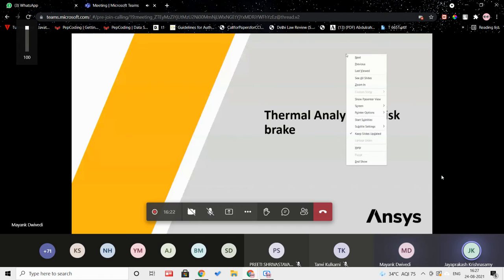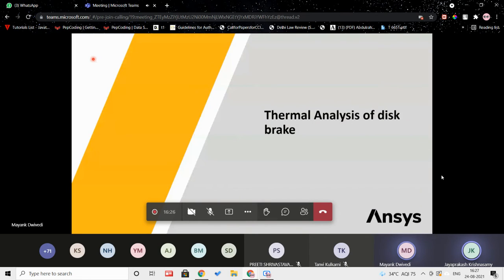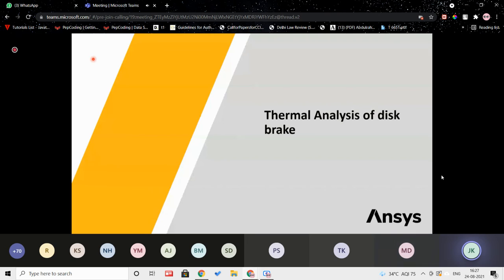Then the other one is an altogether different analysis. The last three, we started only with the static structural analysis, by applying the mechanical loads, forces, or moments. So this one is a thermal analysis of a disc brake, or even a drum brake. When you are applying the brake, a lot of heat is generated on your disc, right? So this heat might contribute to the failure of the system.